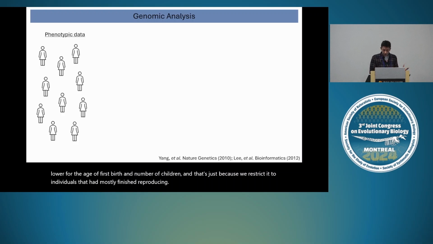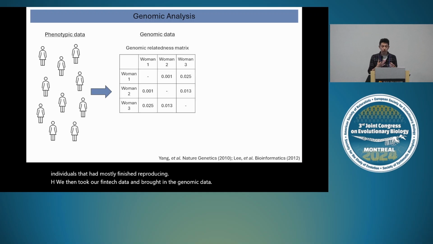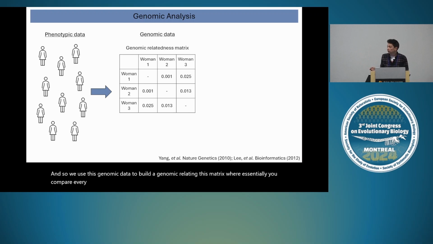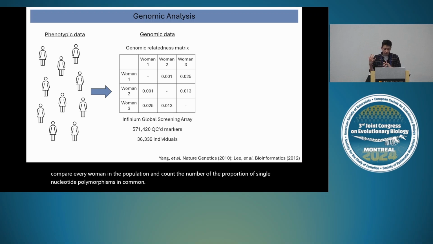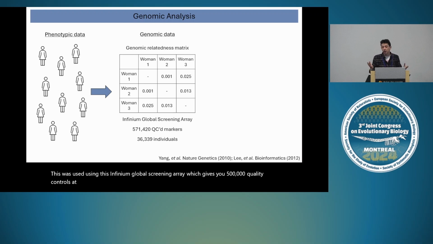We then took our phenotypic data and brought in the genomic data. So we used this genomic data to build a genomic relatedness matrix, where essentially you compare every woman in the population and count the proportion of single nucleotide polymorphisms in common. This used the Infinium Global Screening Array, which gives you 500,000 quality-controlled loci across 36,000 individuals within the population.